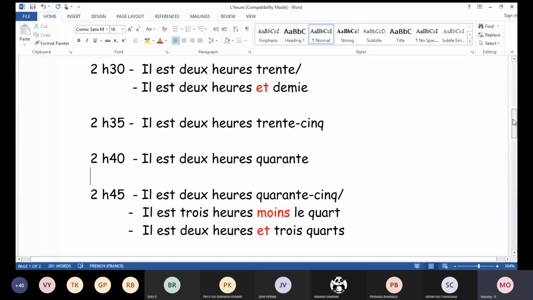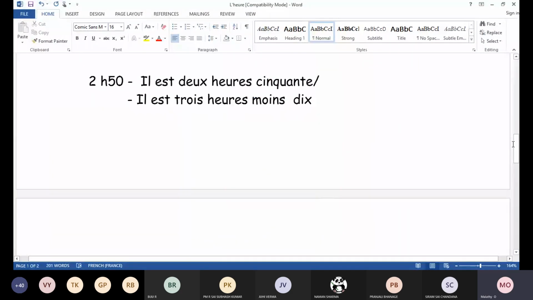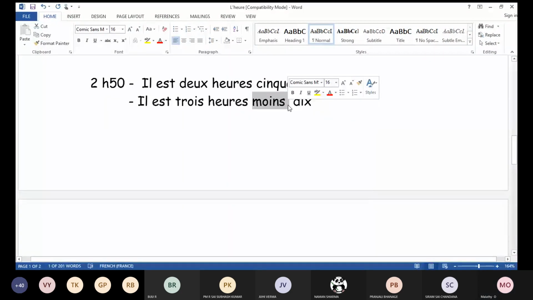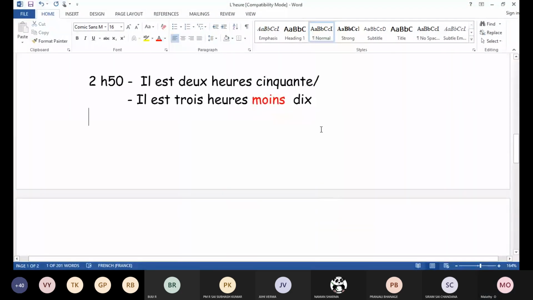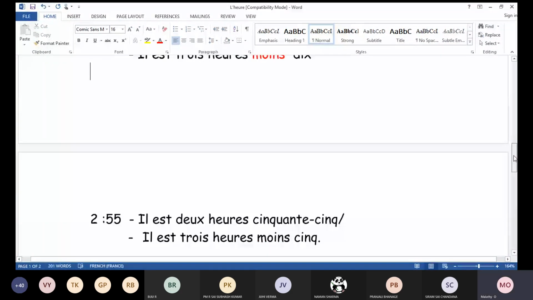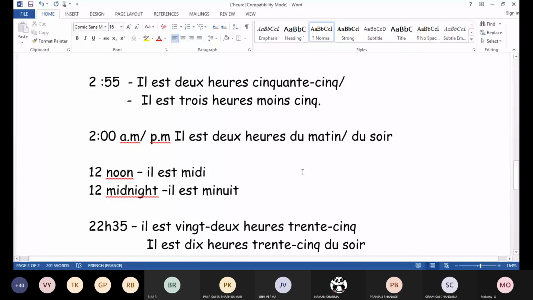And here are a few more timings. 2 hours 50. Write it as 2h50, or you put it as il est 3h moins 10. That is 3 hours less 10. Fine. And the other timings, just have a look at it.